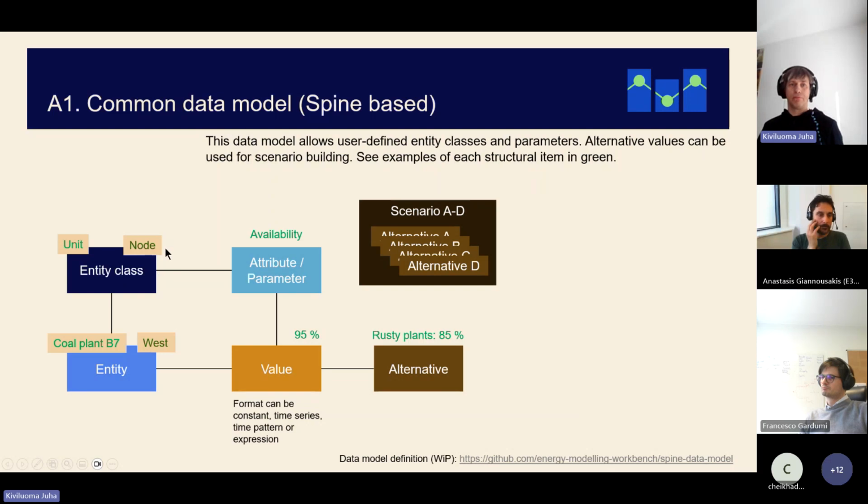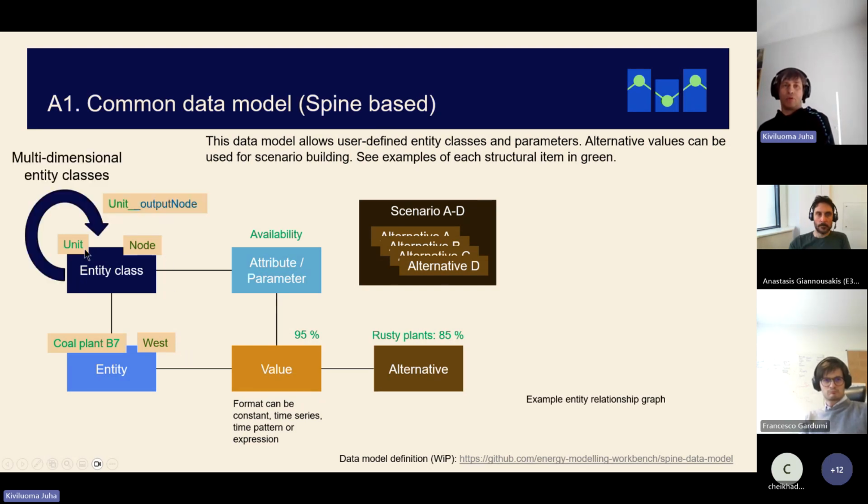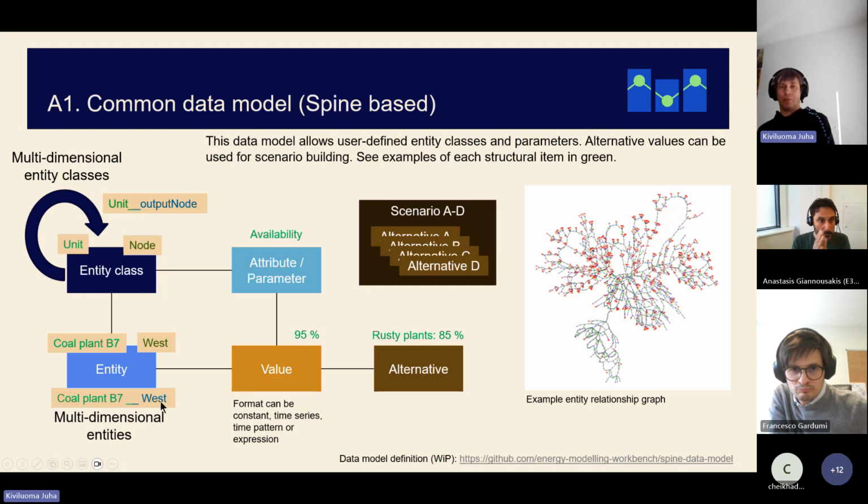Okay, and then this is not just kind of one-dimensional data. The entities can be multidimensional. So you would have another class like node, and then in order to present information about connections between things, you can have multidimensional entity classes like a unit to a node, and then have an entity that connects the coal plant to the west node, for instance. And then this is basically a graph like data structure, and this is from the Spine Toolbox that can then show you the structure of your data also graphically.